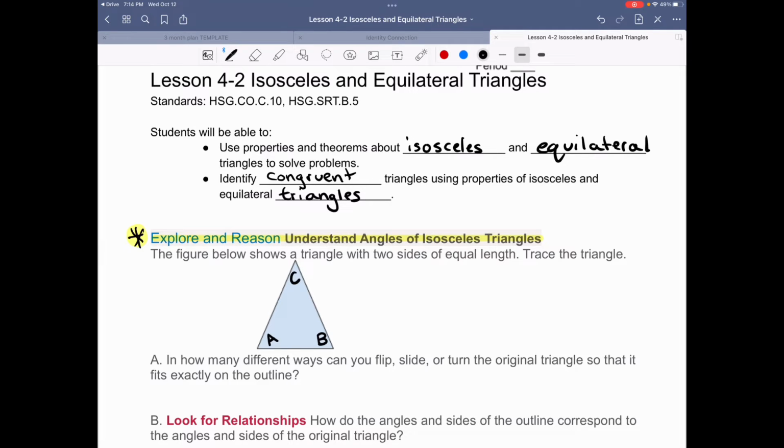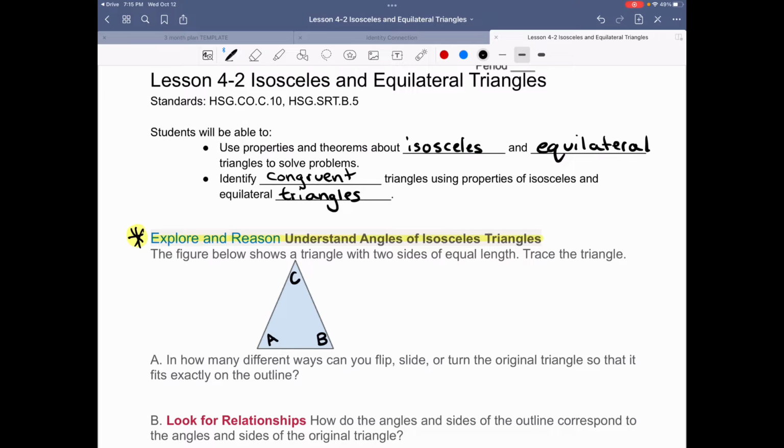For part A, it says, in how many different ways can you flip, slide, or turn the original triangle so that it fits exactly on the outline? So now that you've traced your triangle, try to slide it. Can you slide it onto itself? No, it just stays there, right? Can you flip it onto itself? Can you rotate it? Like, can you turn it so that it will end up onto itself?